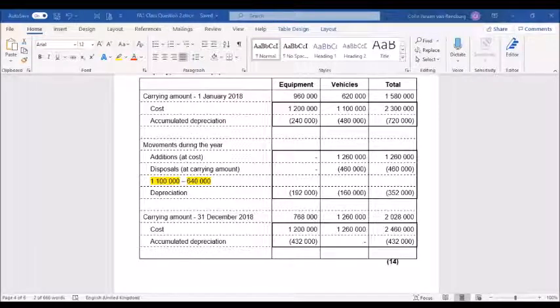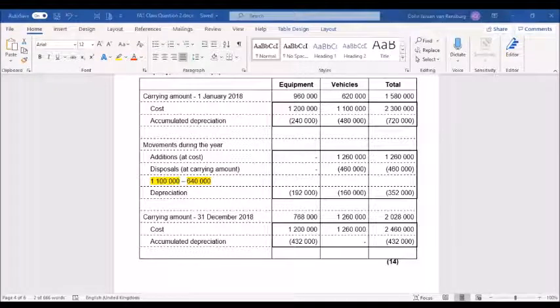I wanted to ask, why do we then only write the carrying value on the notes if we are not going to include it at the end of the disposal? We are going to include it. It just so happens. Let's take it further.